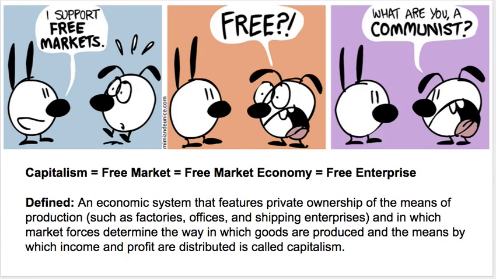So again, I've used that example of the lemonade. One day you wake up, you decide you want to open up a lemonade stand. You're going to decide how you're going to get the lemons, how you're going to get the blender. You're going to decide how much you're going to sell it for, and that profit is yours.